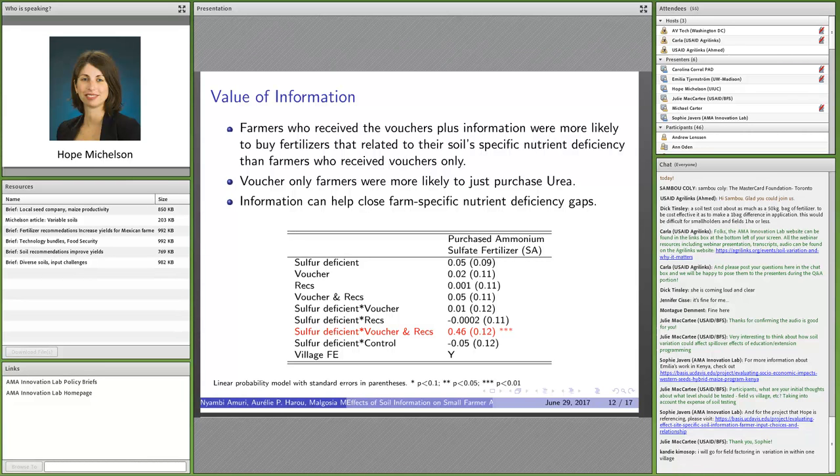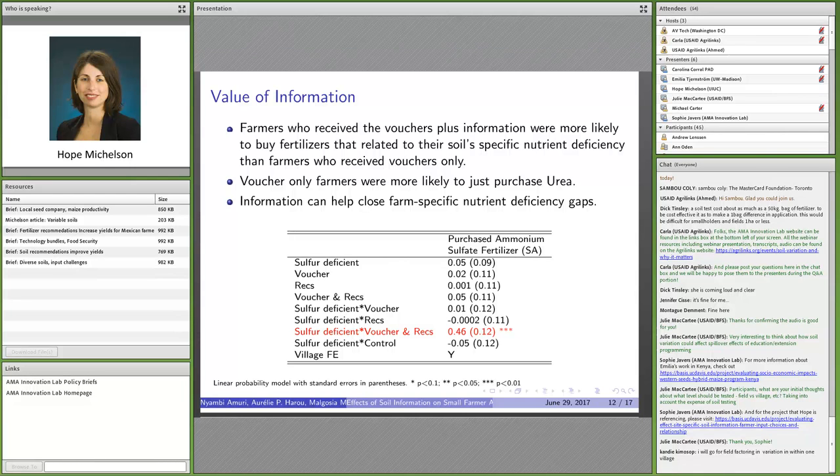The farmers that got the vouchers and the information were much more likely to buy fertilizers that related to their nutrient deficiencies. In particular, as I said before, sulfur was a primary limitation for a majority of these farmers. What I have down here in the small table is a linear probability model regressing the interactions of being sulfur deficient with your treatment status. You can see the big effect here: you're much more likely to buy ammonium sulfate fertilizer if you were given information that you were sulfur deficient and you had the voucher and recommendation treatment.